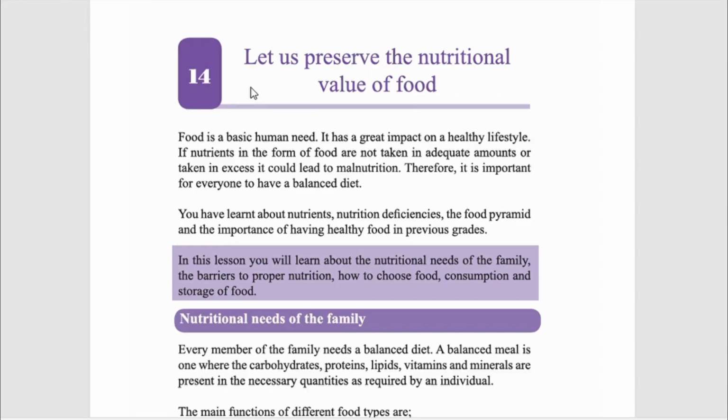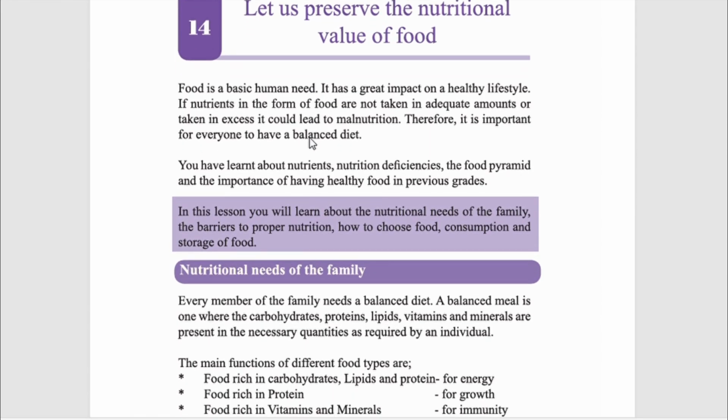The lesson is let us preserve the nutritional value of food. So before entering into the lesson, we would like to know about the importance of food. It's a basic human need. Normally we know we are getting strength from food. If we categorize the nutritional value of food, basically we can categorize them into two parts mainly, macronutrients and micronutrients. We'll talk about them later.